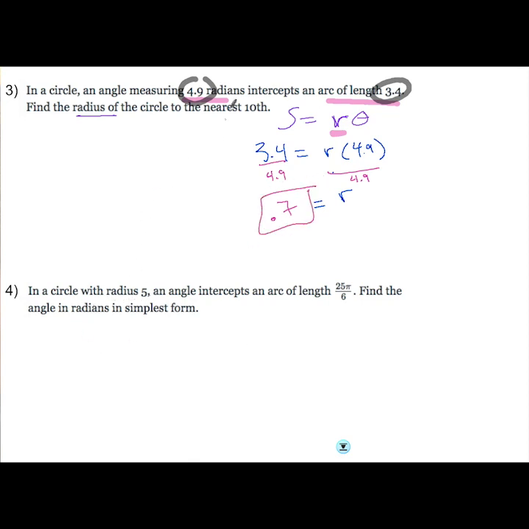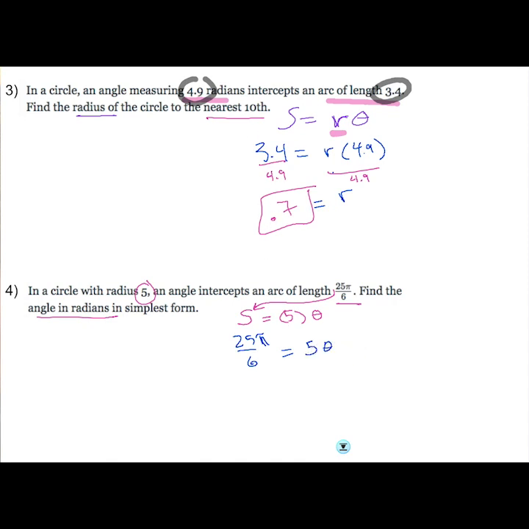In a circle with radius 5, an angle intercepts an arc of length 25 pi over 6. So that's arc length, that's going to go here. Radius is 5, that's going to go here, times theta. So we're going to find the angle in radians in simplest form. Okay, so we don't want to round here. So we'll put the 25 pi over 6 here equals 5 times theta.